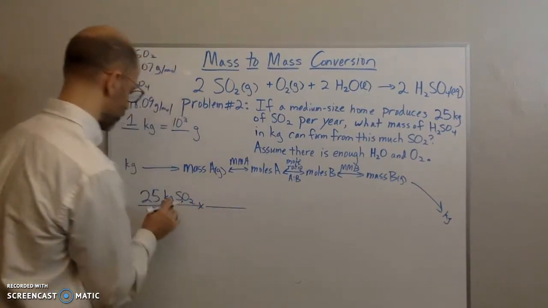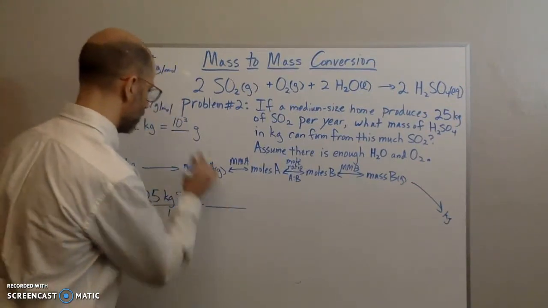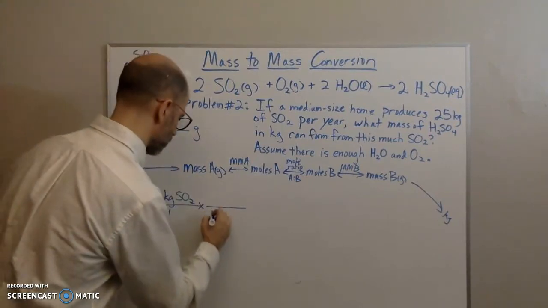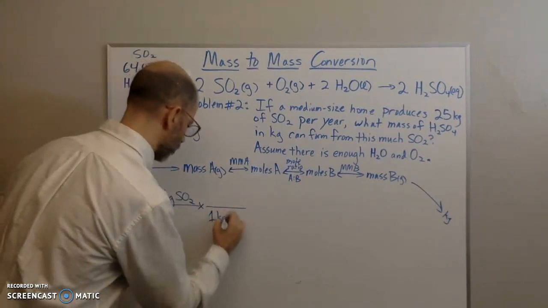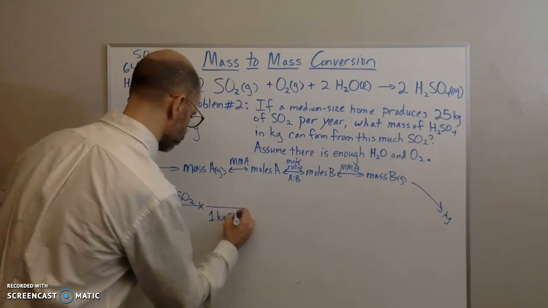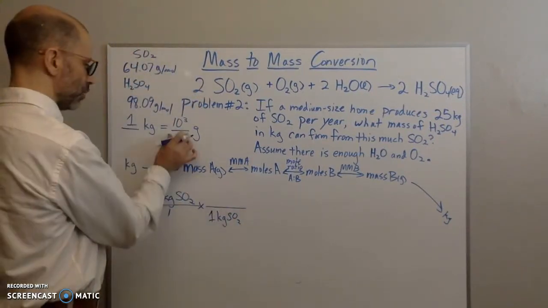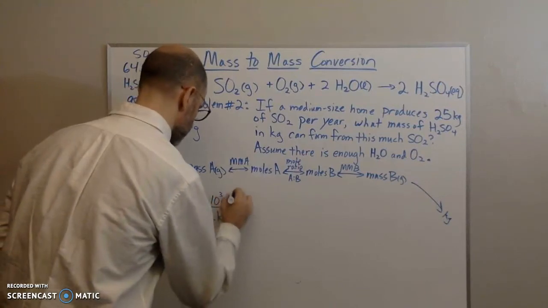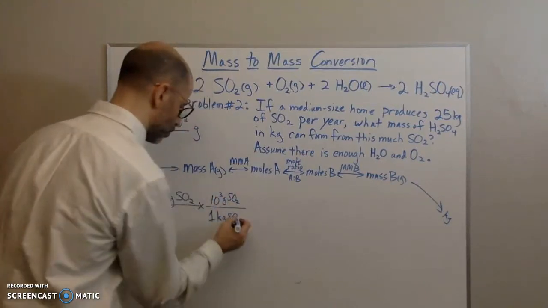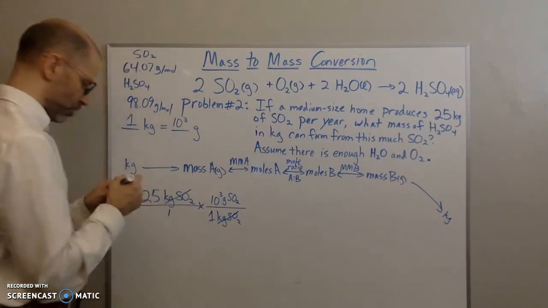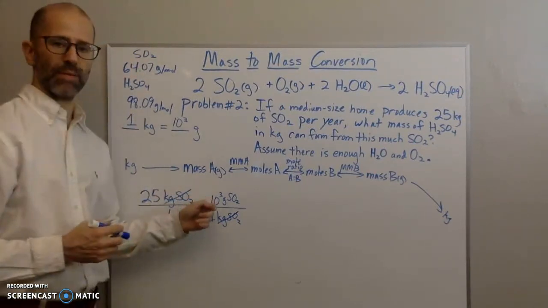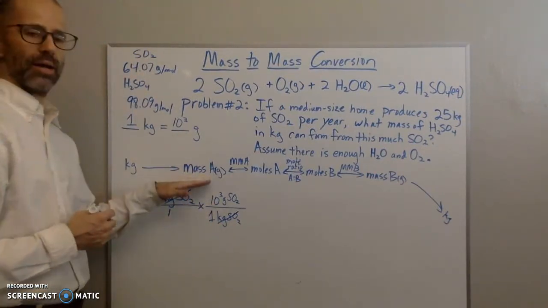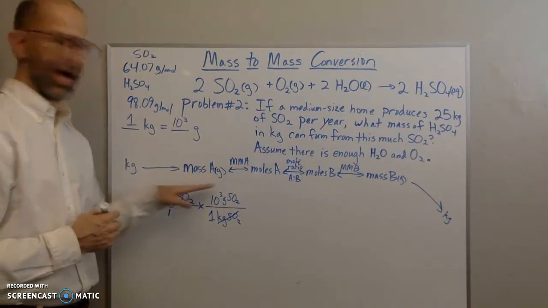So we're going to convert to grams. Kilograms is on top, so we're going to put 1 kilogram of SO2 on the bottom. And then on top, we're going to put 10 to the third grams of SO2. So kilograms of SO2 cancels out. Now I have grams of SO2. Now I'm on the chemistry conversion highway.